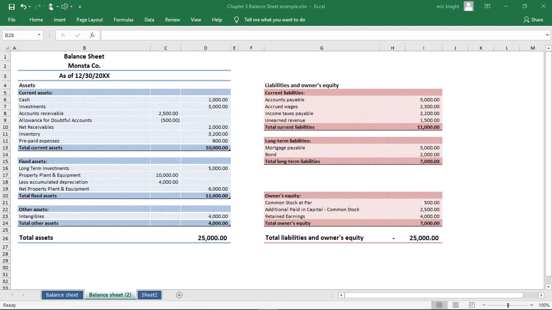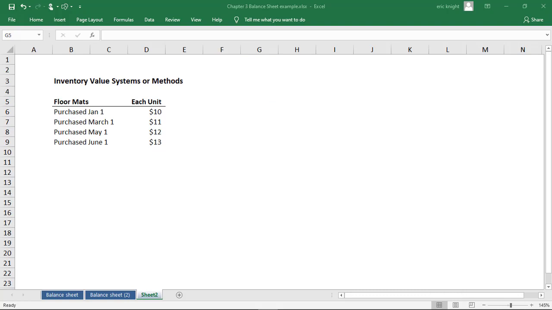Let's look at the methods that management might have in order to come up with that inventory. Take one of the products we sell, floor mats. The floor mats are purchased from the manufacturer by us for $10 in January, but then as you can see, as the year went by, they kind of crept up in price. So we paid $10, but then later on we paid $11, then $12, and $13. That's how much we're paying for them from the manufacturer.